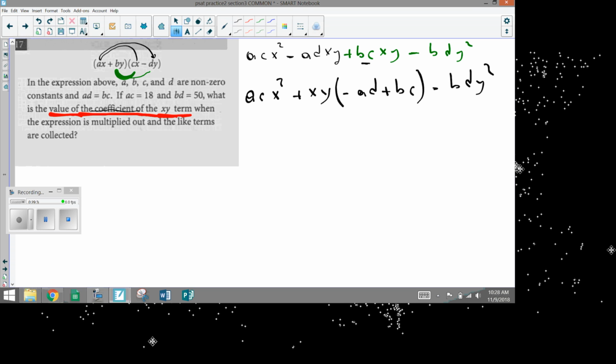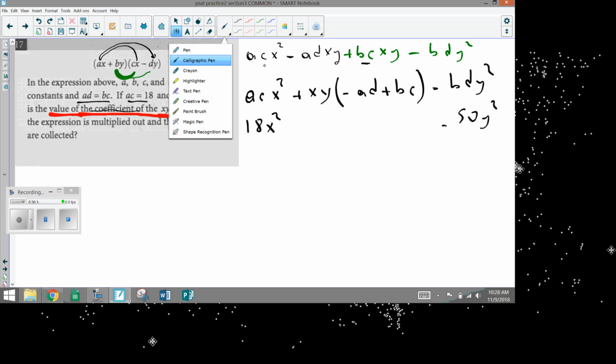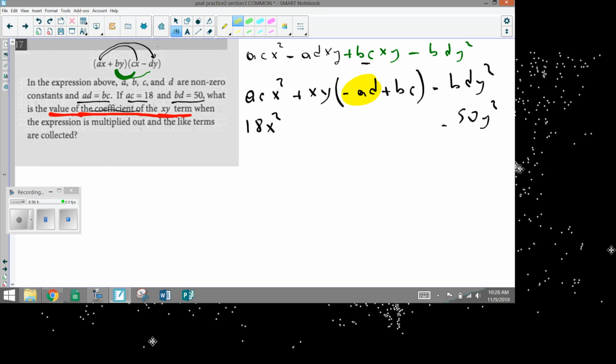Okay, let's check whatever we're given. These are the given things, right? So AC is 18, and then BD is given. BD is 50, and then what else? AD equal BC. AD. Yeah, there you go. She saw the correct answer. Look at that. These are equal. Okay, they are equal.